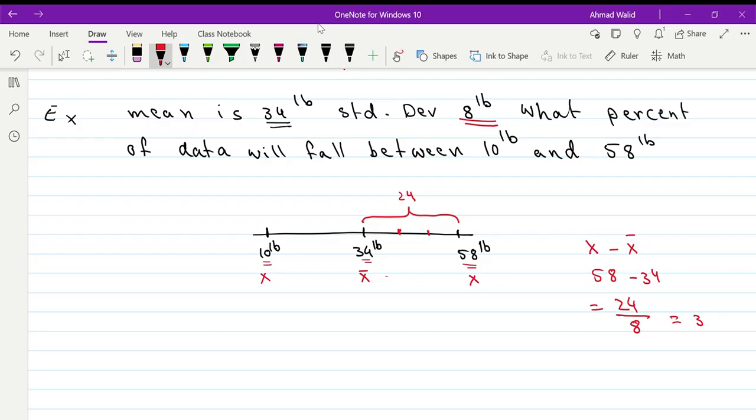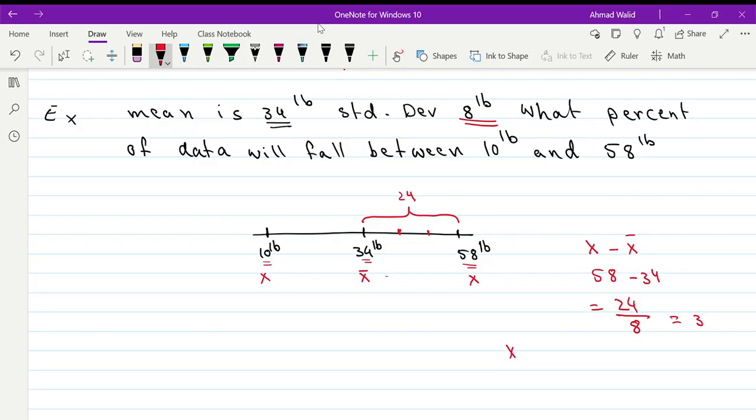From the mean. Some students go this way. They add 8 to the 34, which gives you 42. They add another 8 to the 42, which gives you 50. Another 8 gives you, oh, 3 standard deviations away. But the easy calculation is to find the distance, then divide by what? Divide by your standard deviation.